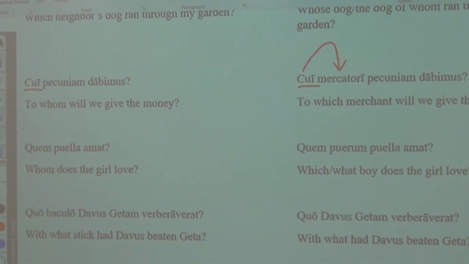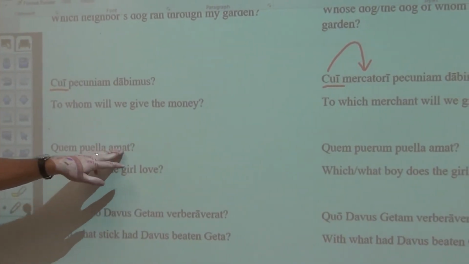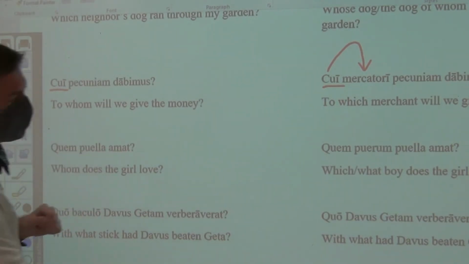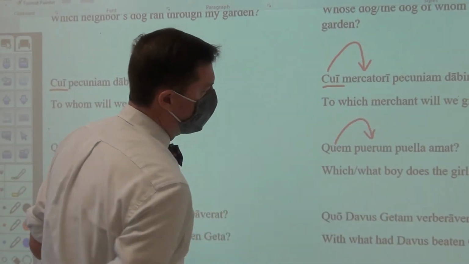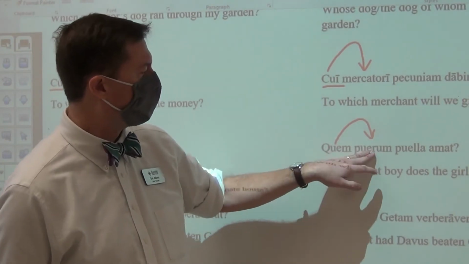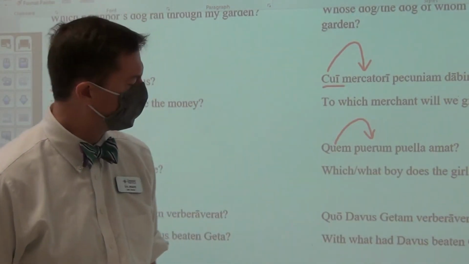Look at it in the accusative. Quem puella amat. Whom does the girl love? Pronoun. Quem over here is modifying puerum. Which boy? What boy does the girl love?